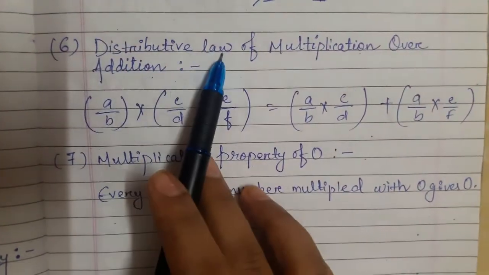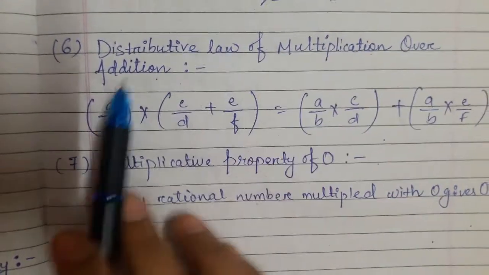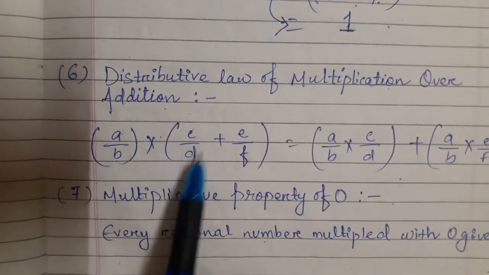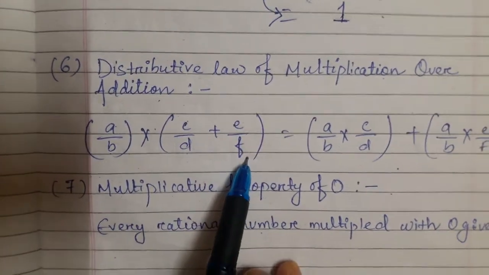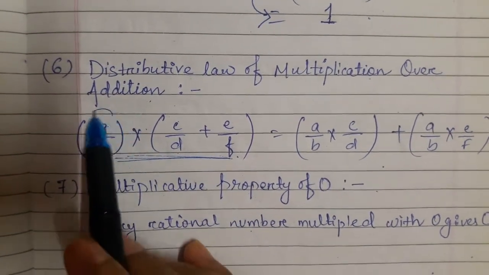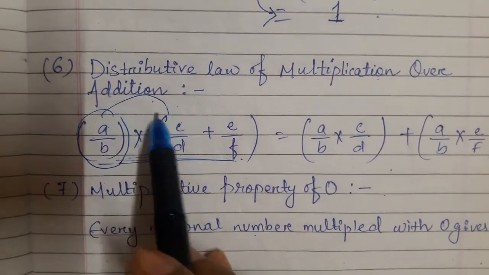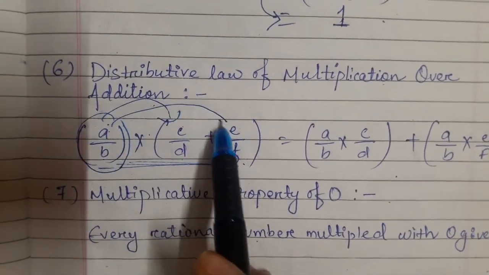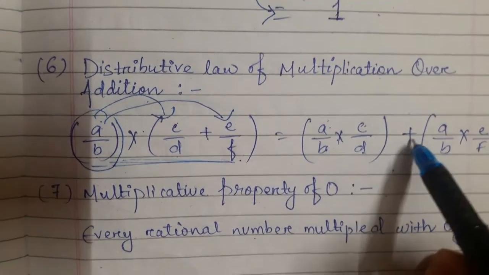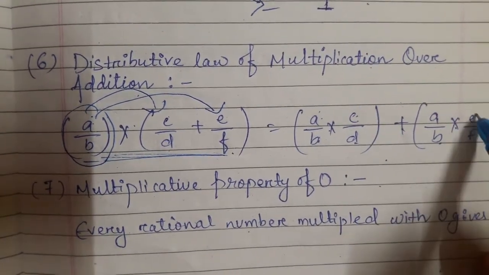Come the distributive law of multiplication over addition, that is a by b into c by d plus e by f. So we can part it into 2, that is first we will multiply this into this, then this into this. We can write this like this: a by b into c by d plus a by b into e by f.